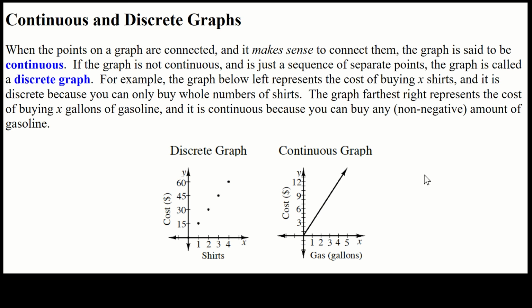The graph on the farthest right represents the cost of buying X gallons of gasoline, and it is continuous because you can buy any non-negative amount of gasoline. So we can buy, for example, 1.332 gallons, and that would make sense on that graph. So continuous and discrete.